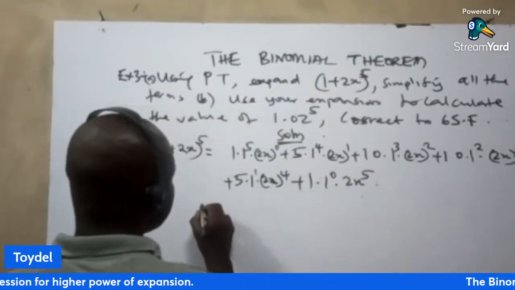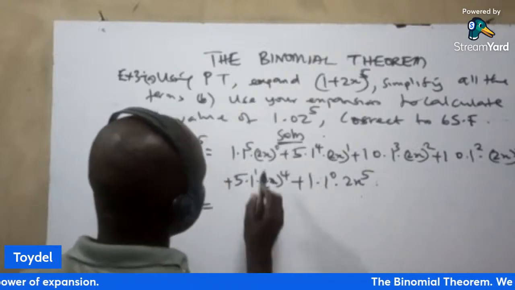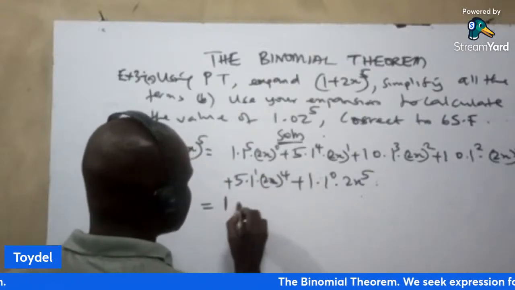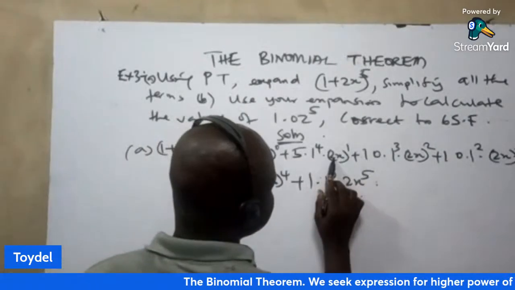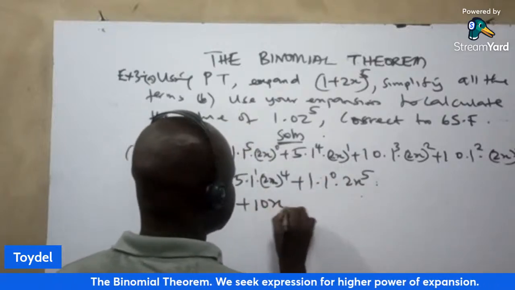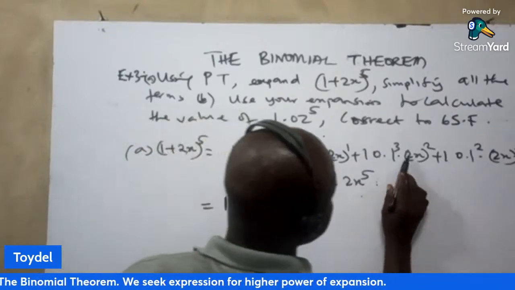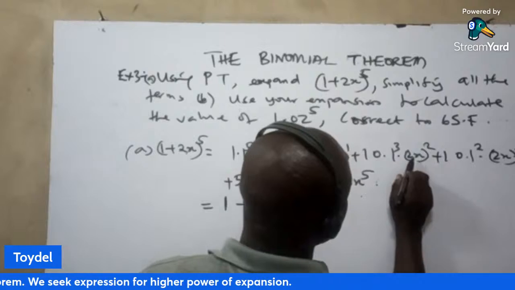That's what you get. Then from there we can go ahead and expand. 2 raised to power 0 is 1. Everything there will be 1, plus 2 raised to power 1, that is 2, times 5 is 10. That will be 10x. Then plus, in this case, 2 times 2 is 4. So 4 times 10 is 40.